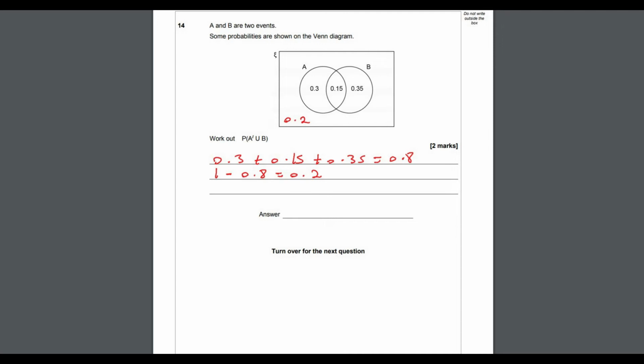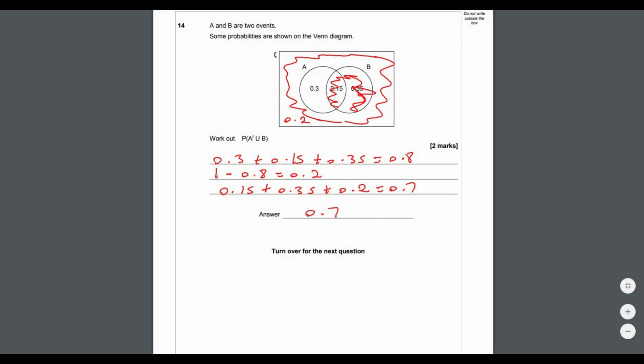And then you want the probability of it not being A. So it's basically all of this and the outside. Okay? So what we'll do is we'll do 0.15, which is the middle one, plus 0.35 plus 0.2. And that should give you 0.7, and that is the answer. Okay, quite straightforward.